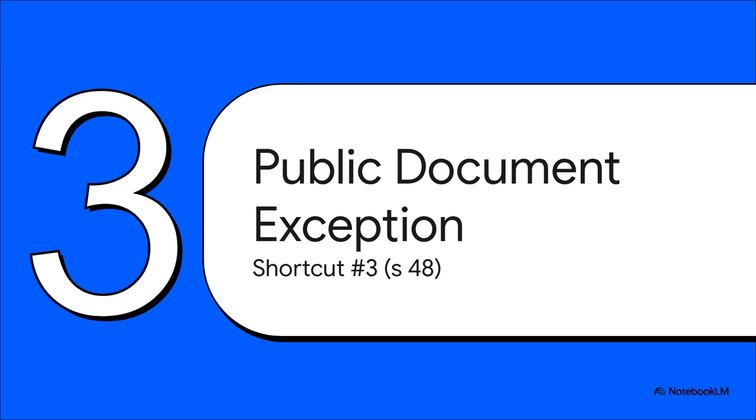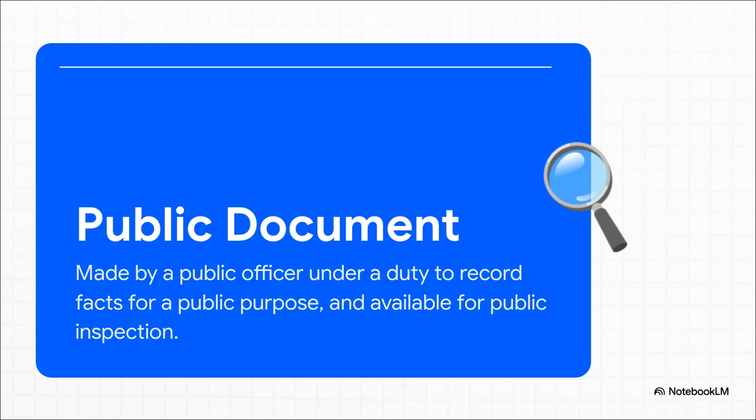This is how you prove the truth of what's written in certain public records. So, what is a public document? The definition is super strict, and you have to tick every single one of these boxes. It has to be made by a public officer. That officer has to be under a duty to inquire into the facts and then record them.